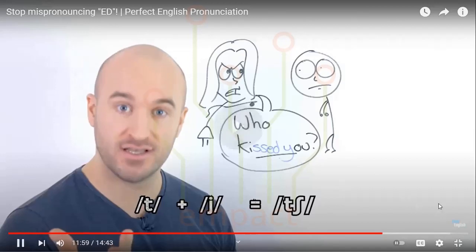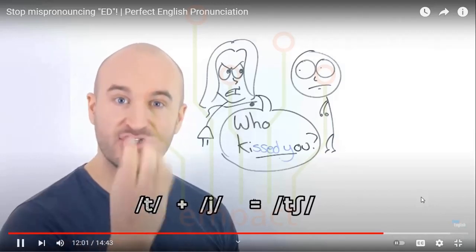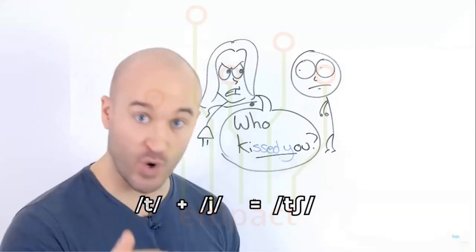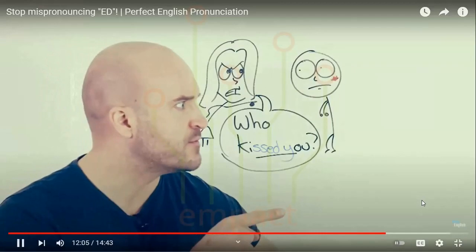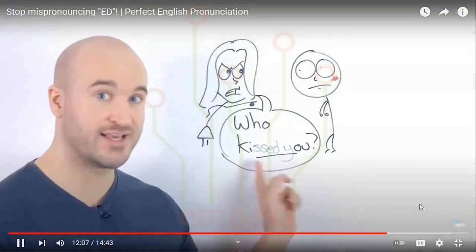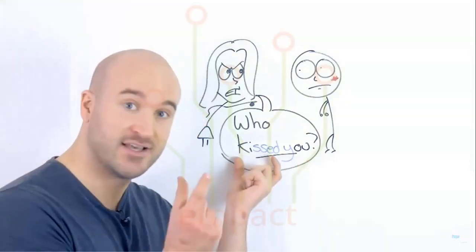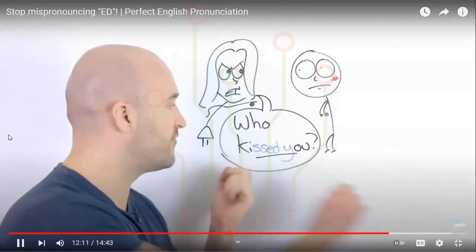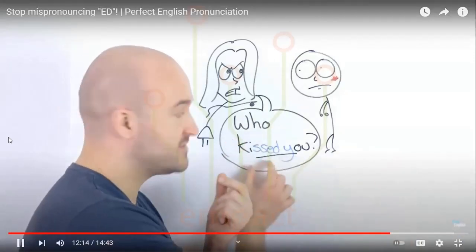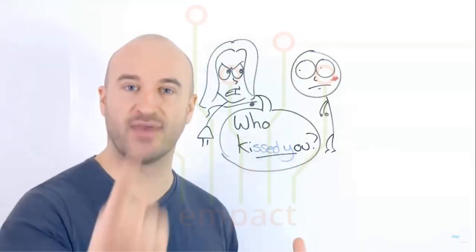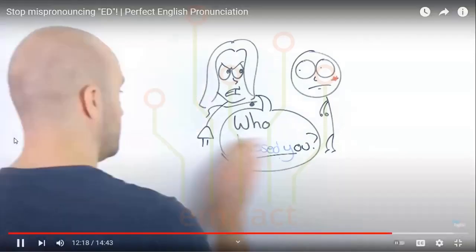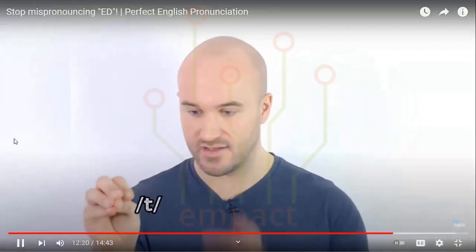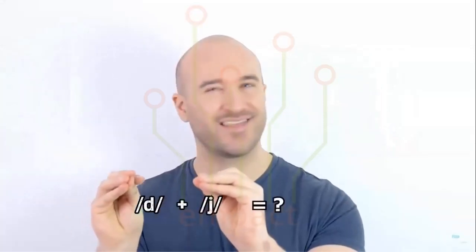Try it with me. Easy, right? So, who kissed you? Kissed you. Kissed you. So kiss sounds like a separate word from chew, right? Kiss, chew. Who kissed you? Say it with me. Who kissed you? So that is t, y, ch. What about d and y? What does that make?